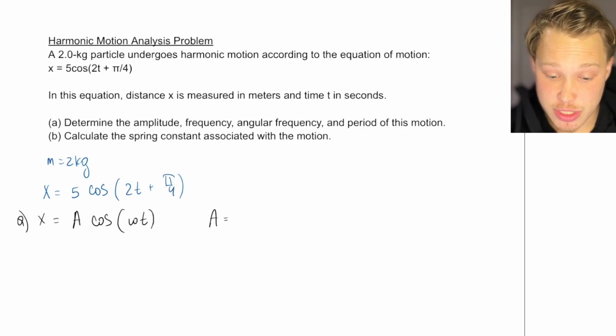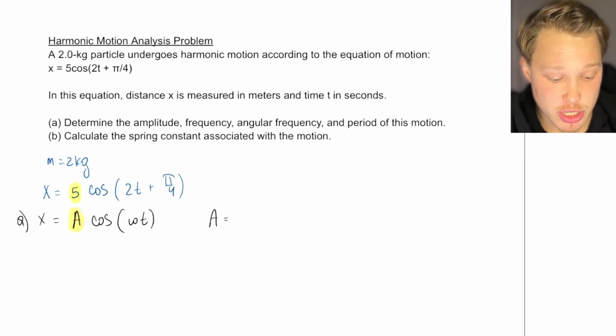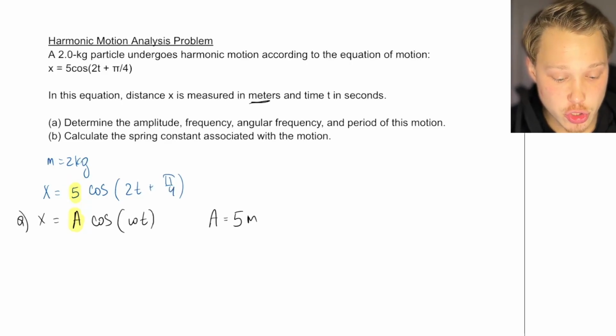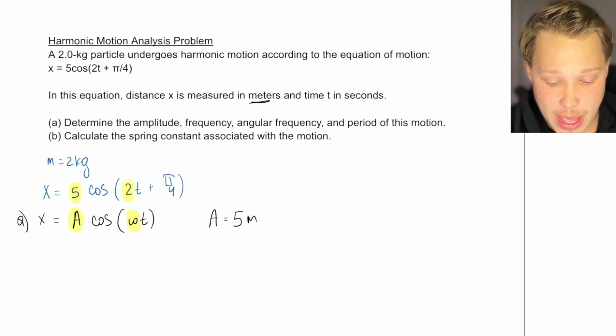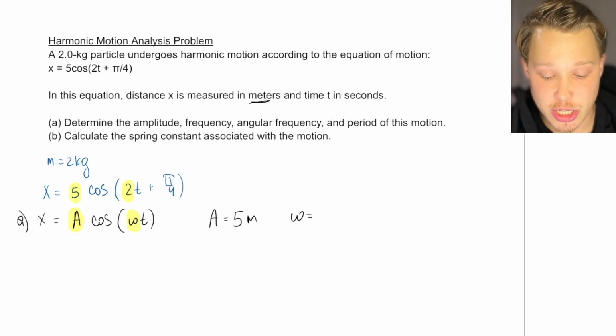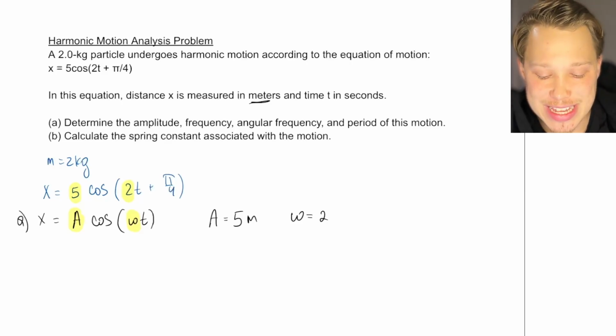Just like in the previous equation, we just have to match the coefficients. This number in front of cosine will tell me the amplitude. So amplitude is 5. They say it's measured in meters, so 5 meters. Then we can also see that the number in front of t will give me angular frequency. So angular frequency is 2, and angular frequency is given in the units of radians per second.